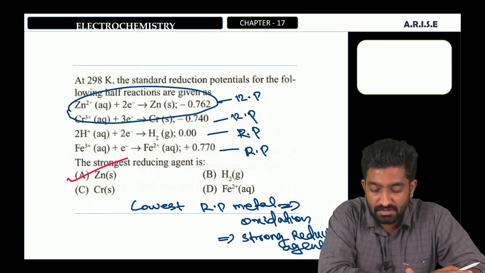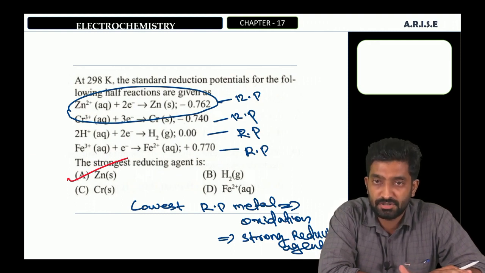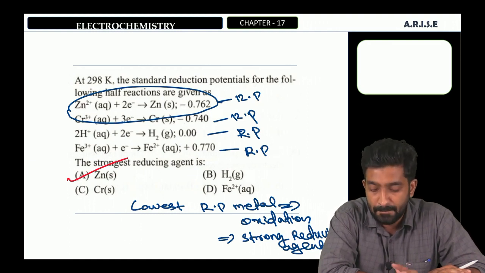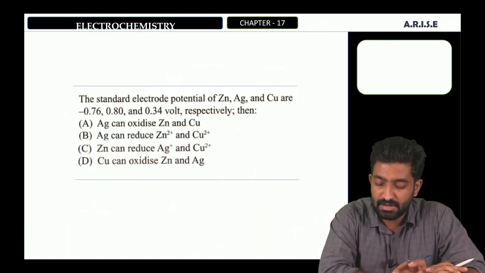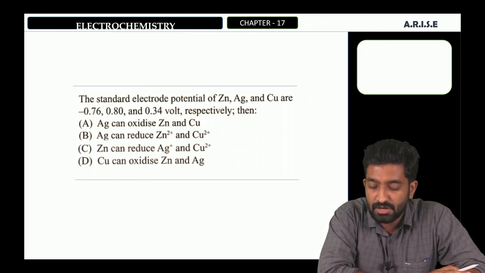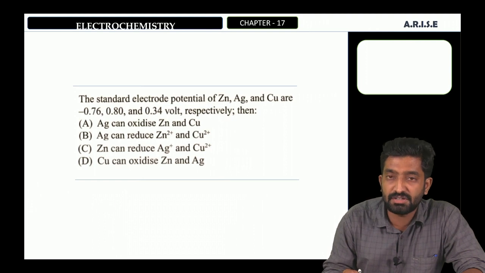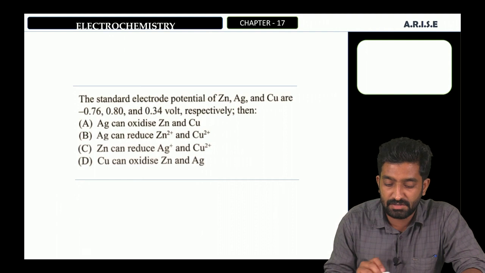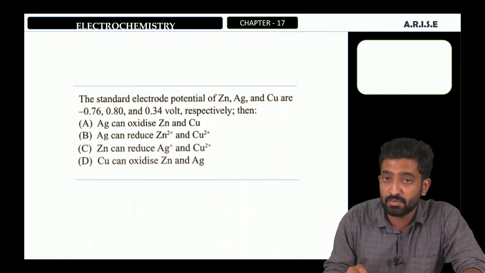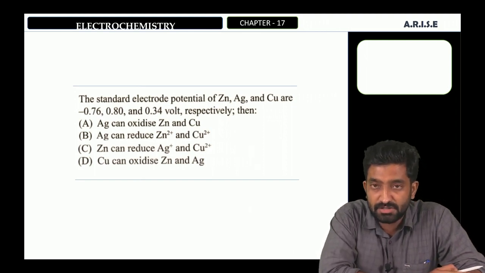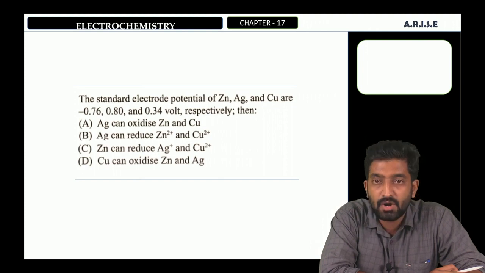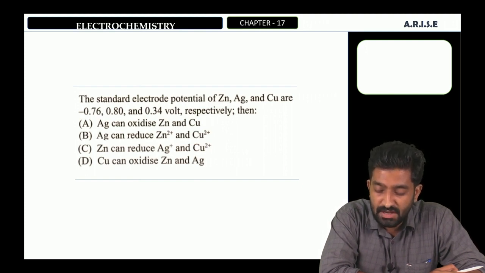And the reason: in these examples zinc has the lowest reduction potential, that is minus 0.762. Okay, good. Then the next one. I have explained in the previous lecture, according to IUPAC, the standard electrode potential is considered as the reduction potential of the metal. The standard electrode potential, that is the reduction potential of zinc, silver and copper, are minus 0.76, 0.80 and 0.34 volt.